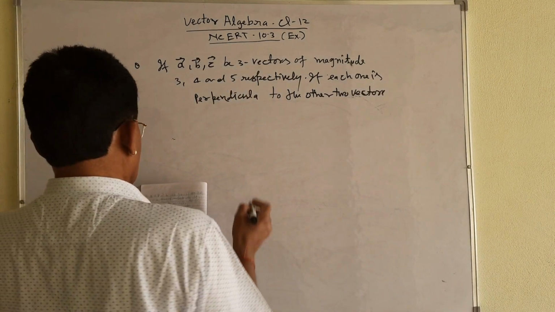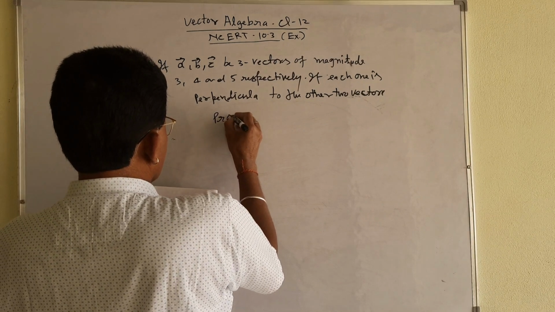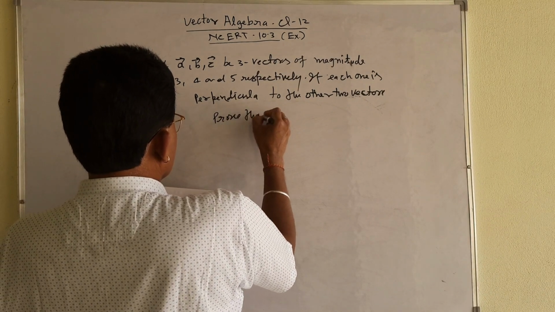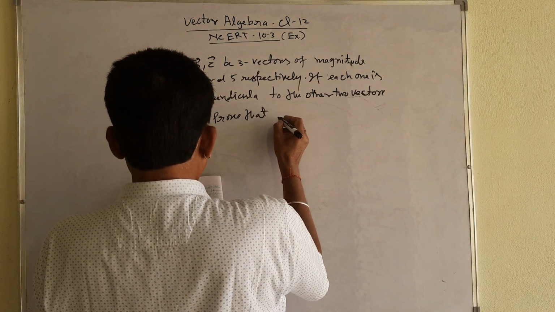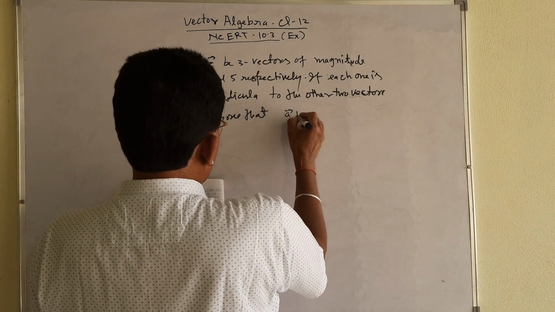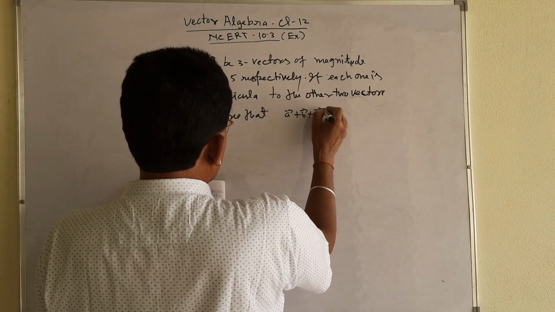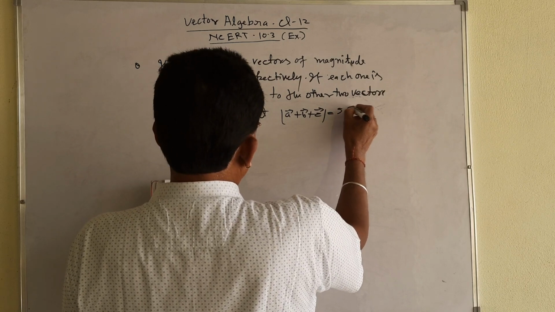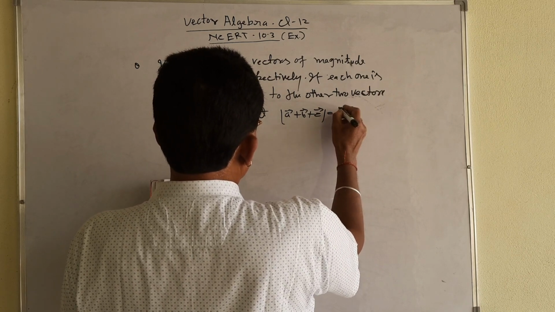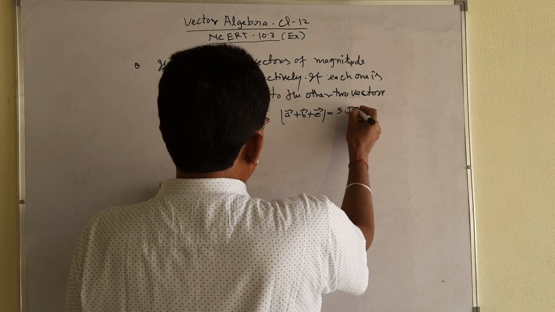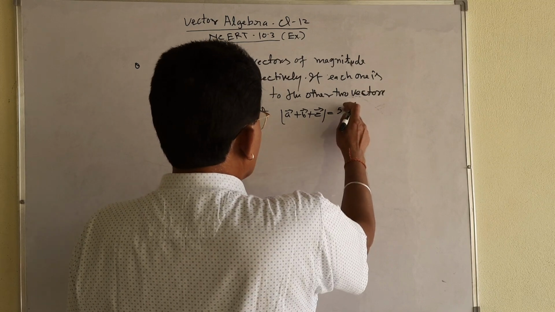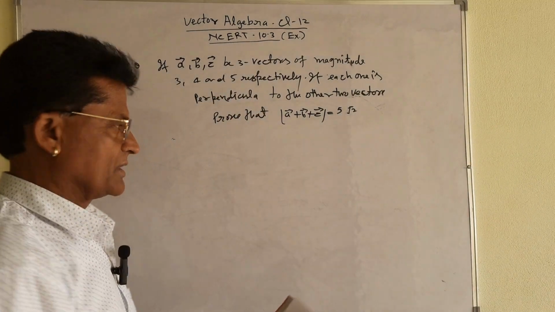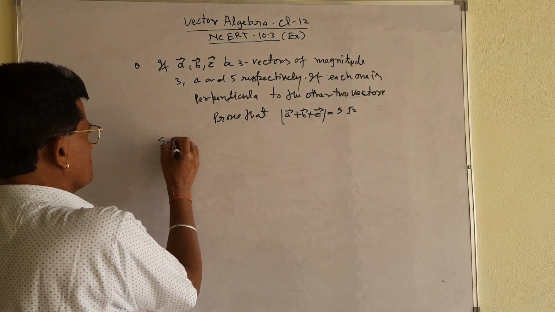Okay? Prove that. You will have to prove that magnitude of vector A plus vector B plus vector C will be equal to 5 root 2. 5 root 2. You see how important this question is. Most important question. Let me take the solution.